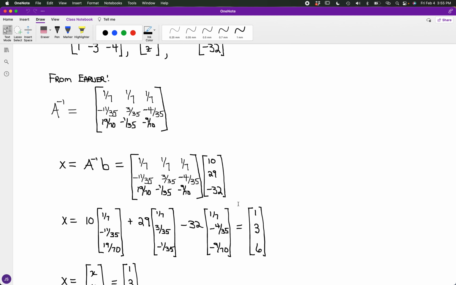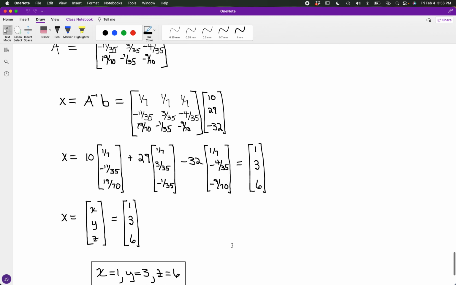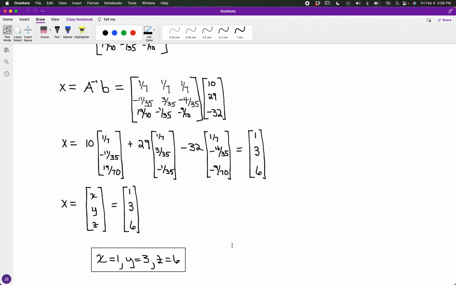We have the 3x1 consisting of X, Y, and Z. And this is going to be mapped with the values of 1, 3, and 6. So X is in reference to 1, Y with 3, and Z with 6. And so we come out to the solution for this 3 equation system, whereupon X is equal to 1, Y is equal to 3, and Z is equal to 6.